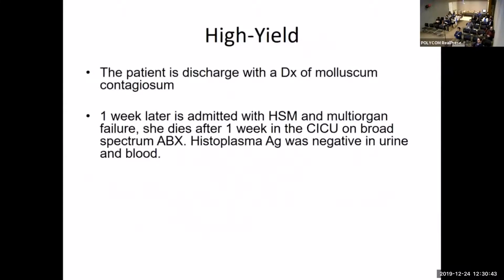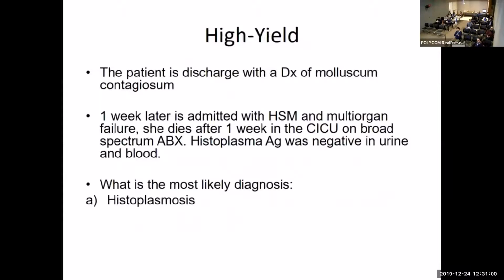One week later, she's admitted with hepatosplenomegaly and multi-organ failure. She dies after 1 week in the CICU on broad-spectrum antibiotics. The histoplasma antigen was negative in urine and blood. So now, what is the most likely diagnosis?